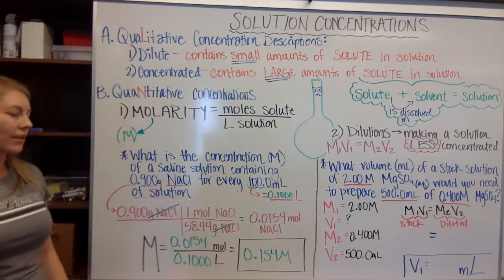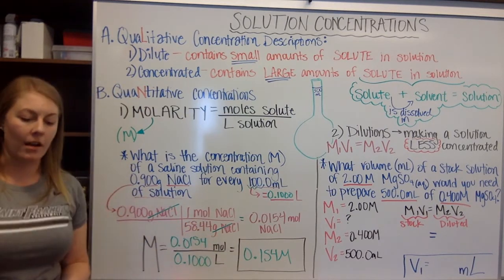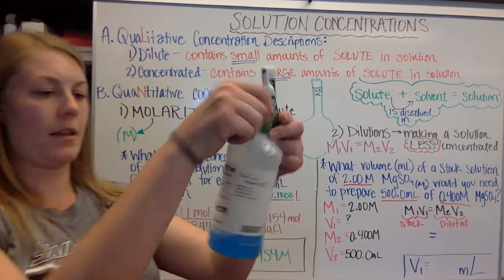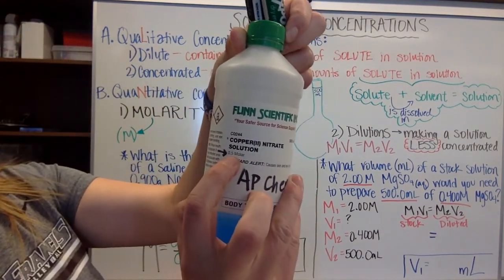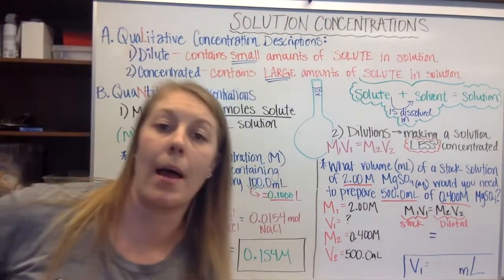It's not moles over liters when we write it, but really like we saw on the chemical bottle here, 0.5 molar, and we abbreviate the molar with a big M.